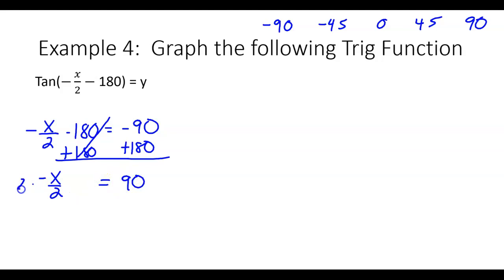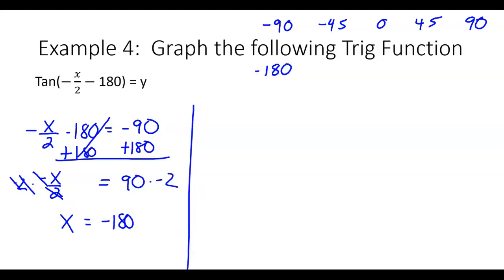Step 2, I'm going to multiply both sides by a negative 2. The 2's cancel, the negatives cancel, and I'm just left with x equals negative 180. So my first angle is going to be negative 180. All right, let's do the next one.